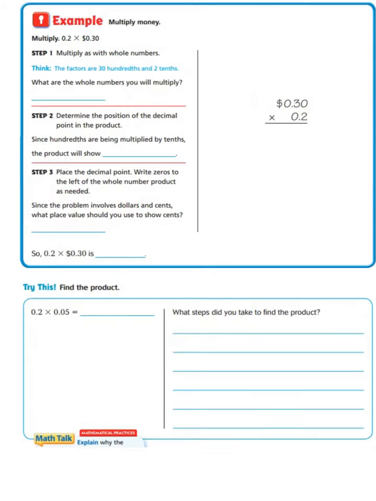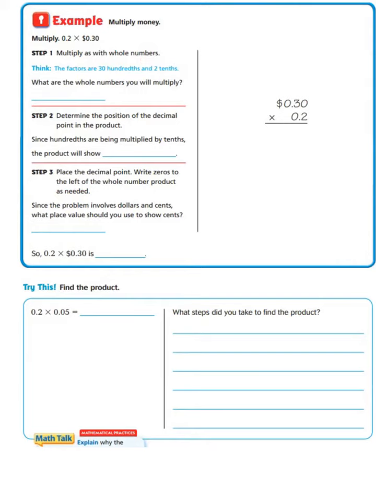So let's take a look at another example. This time we're going to be multiplying with money. Now let's keep in mind when we multiply with money that the cents are only demonstrated by 2 place values to the right of the decimal point. For example, if we have a dime worth 10 cents, that's 1/10 or 0.10 of a dollar. So let's start with step 1. We're going to multiply as with whole numbers.